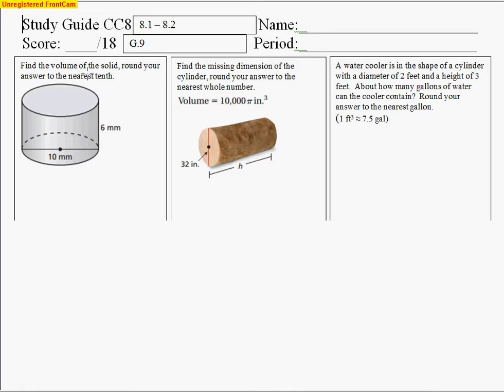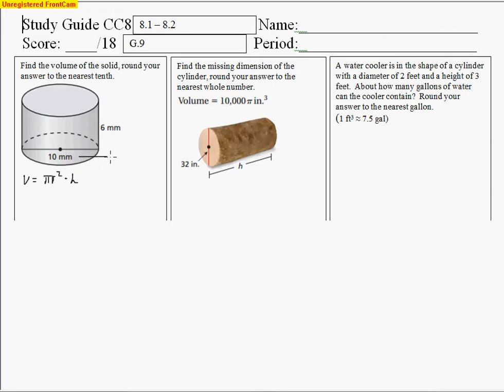It says find the volume of the solid. Round your answer to the nearest tenth. The solid in this case is a cylinder, and so our volume formula goes this way. Volume equals pi r squared, which is the area of the base, times the height. We're just going to substitute our numbers in here.